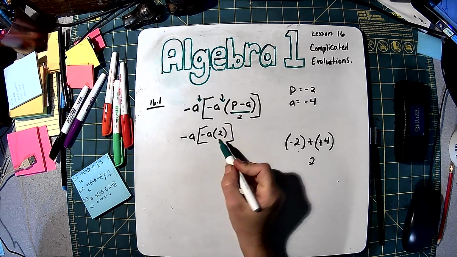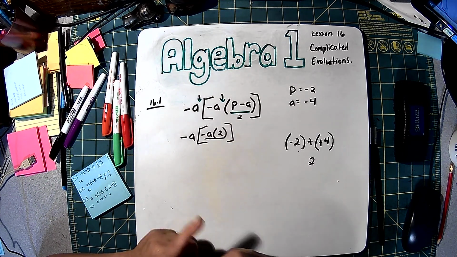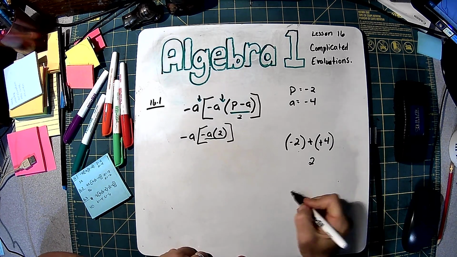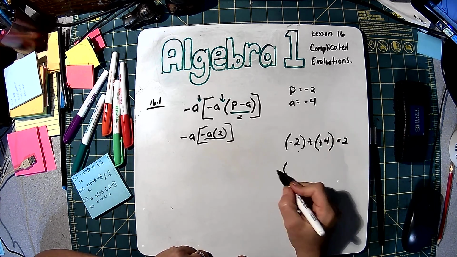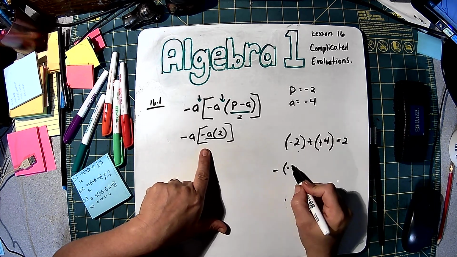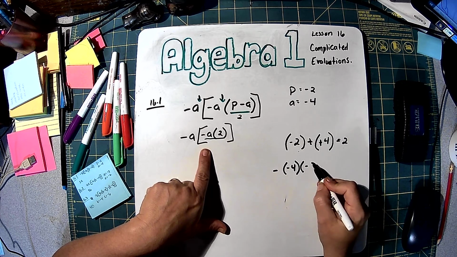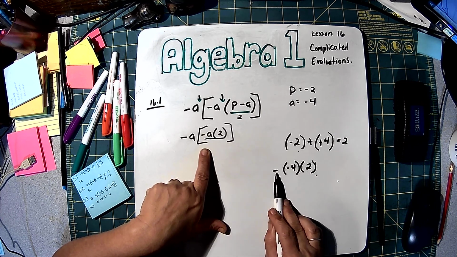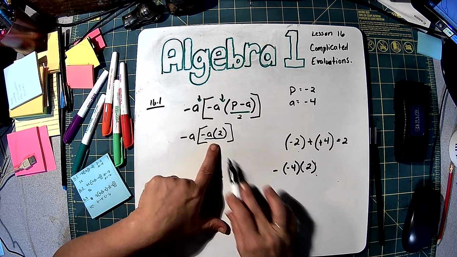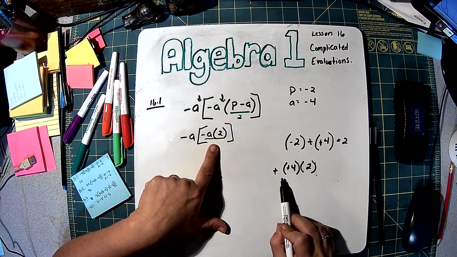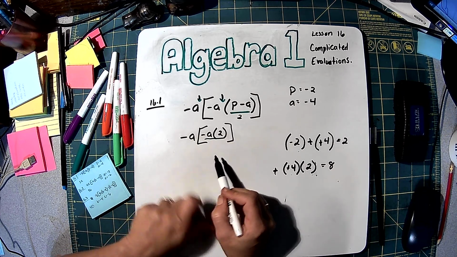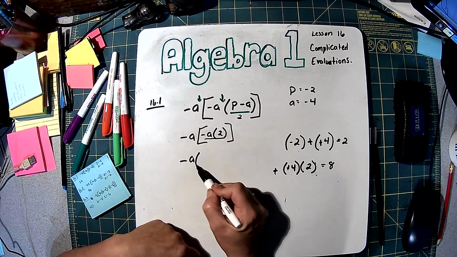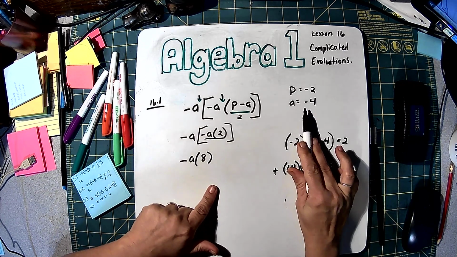Okay, now I see that the next thing I need to do is this multiplication right here. So negative a times 2. Okay, so to do that, I'm going to copy it down here. I'm going to do negative a, which is negative 4, times 2. Okay, so I just did negative, there's my negative, a, which is negative 4, times 2. These two are going to cancel each other, and then I'll have 4 times 2 is 8. So everything inside this bracket right here is going to be 8. So negative a times 8.